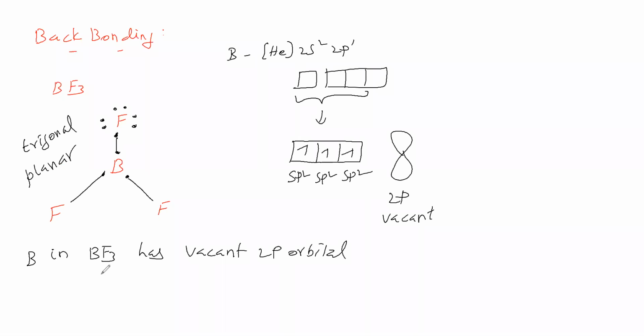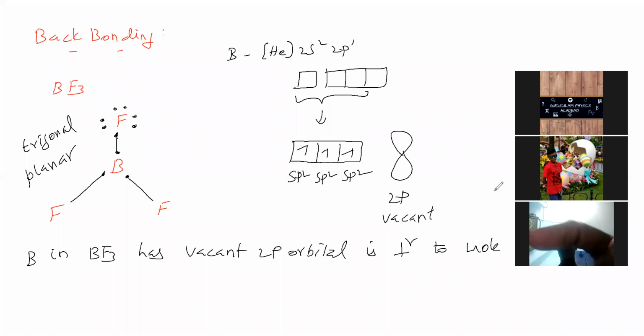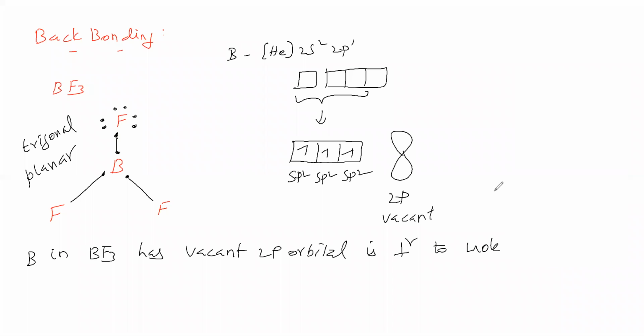Now this boron in BF3 has a vacant 2p orbital which is perpendicular to the molecular plane. Molecular plane means all 4 atoms, one boron atom and 3 fluorine atoms, are present in the plane of this screen. This 2p orbital of boron is perpendicular to this plane, like this.